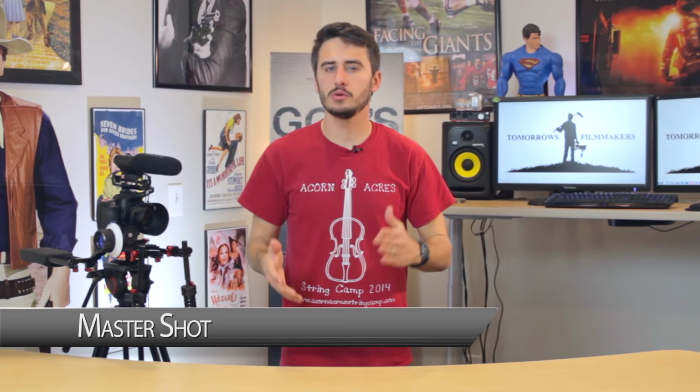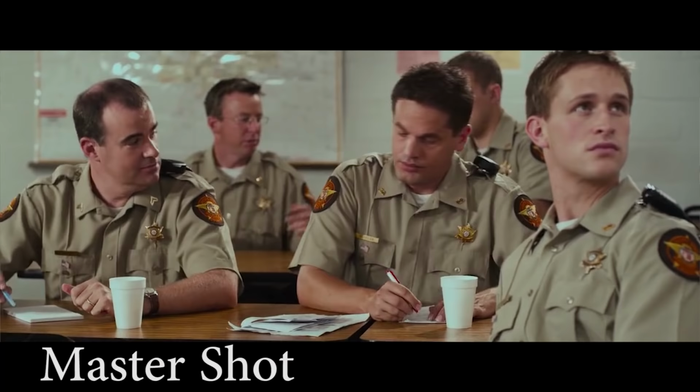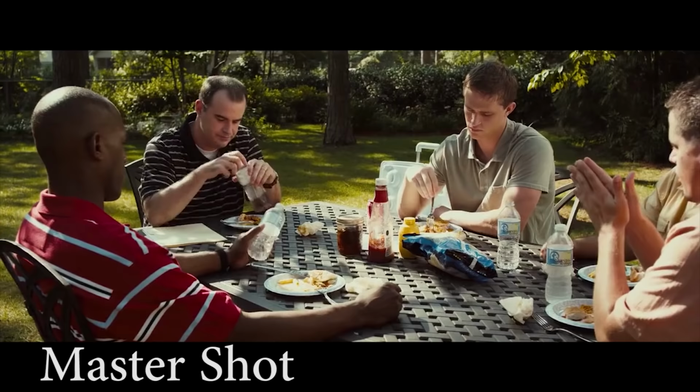Now the next shot is called a master shot, and the master shot is very important because it shows the geography and where each character is in relation to the other character. It's kind of like a double, like we talked about before. It shows where the two characters are in relation to each other. One might be sitting down, one might be standing, one might come around the corner, one might be in the kitchen while the other's in the living room.